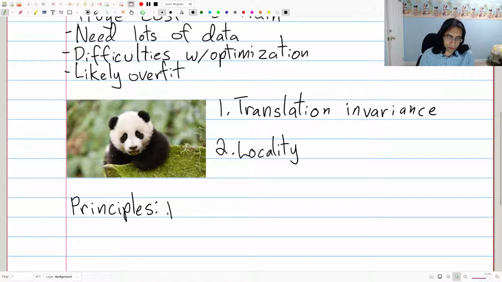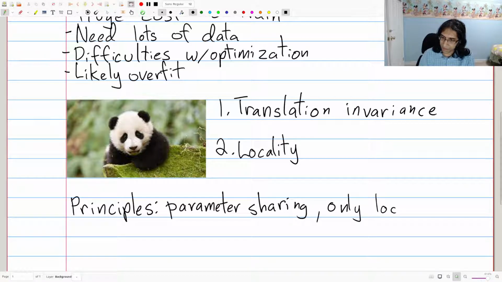These principles are the following. They are parameter sharing, as well as only local edges. I guess that's not really clear what I mean by that, but we want our edges to be local in some way.